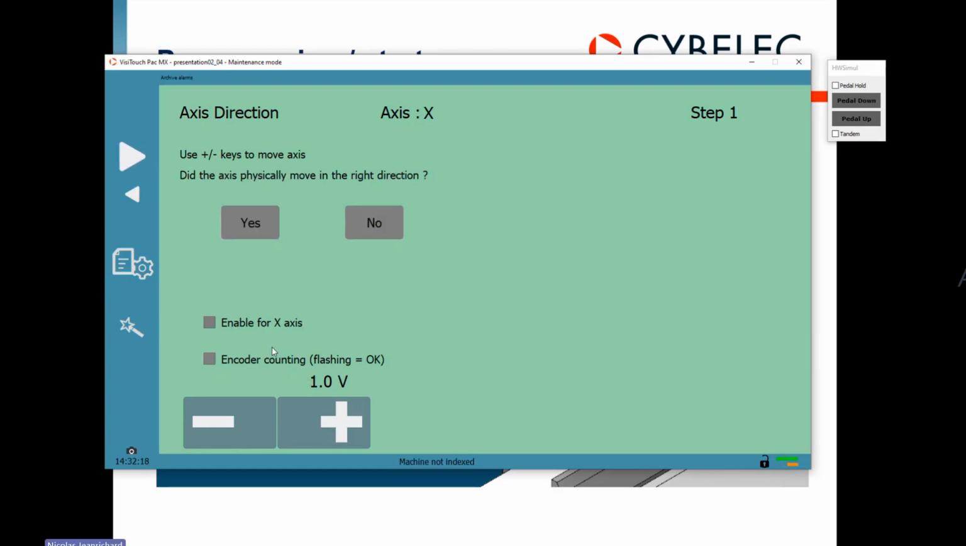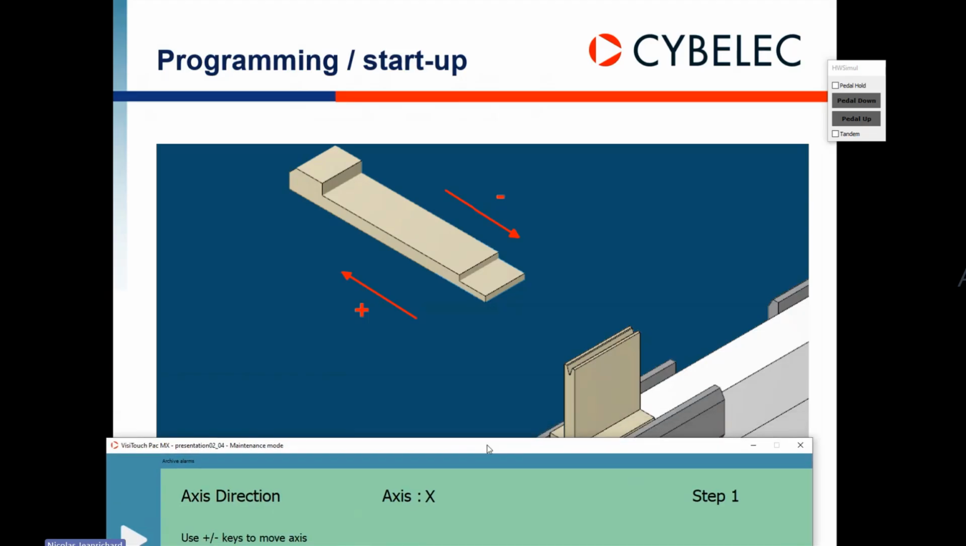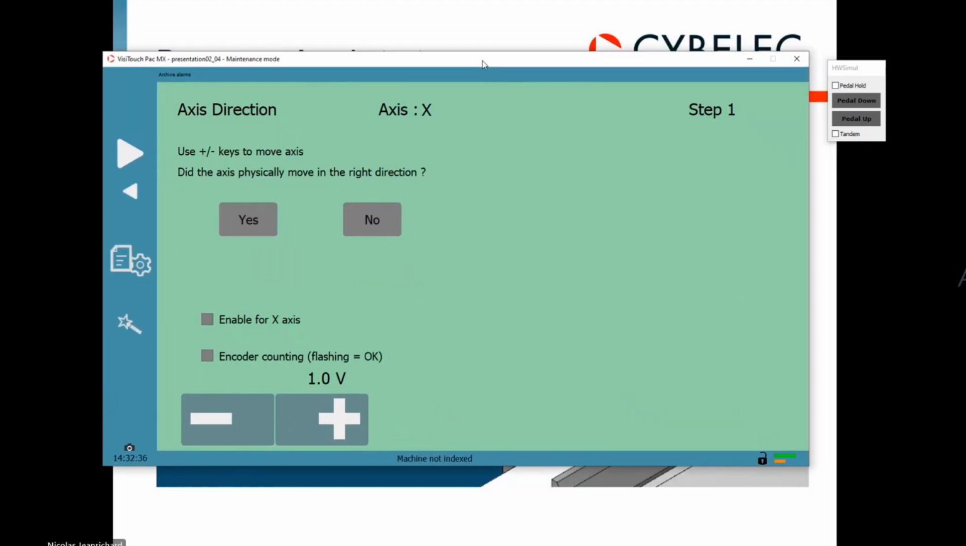Since we have seen that it's counting, it will give this possibility to press on those buttons, because before they were grayed, so we could not press them. And we need to answer the question, did the axis physically move in the right direction? So again, press plus, it should go in plus away from the die. If I say yes and go to the next step, then we go to the next step. If I say no, it will invert.